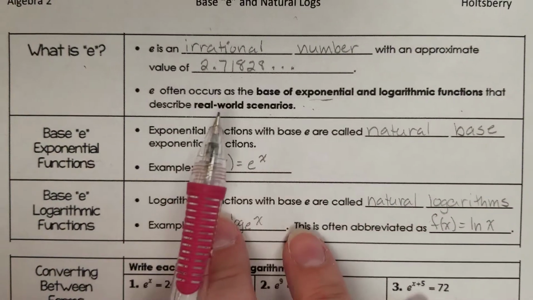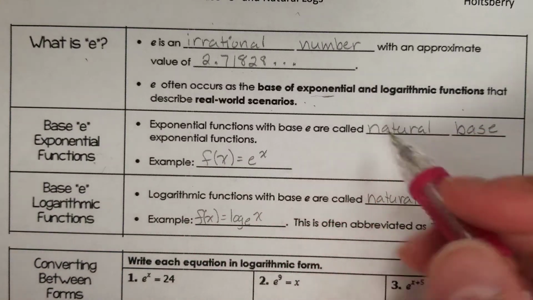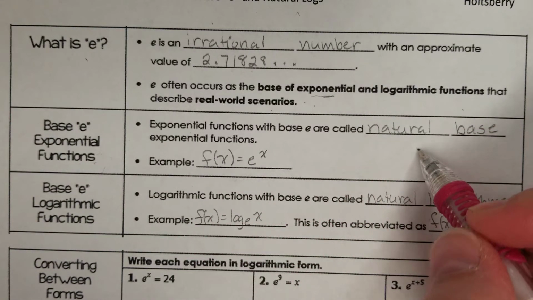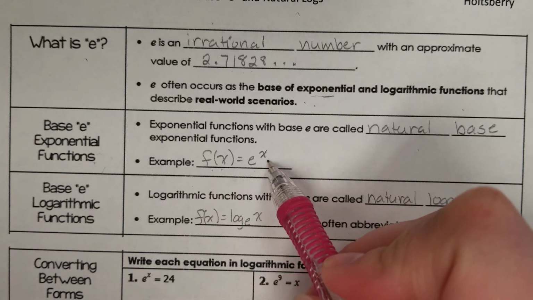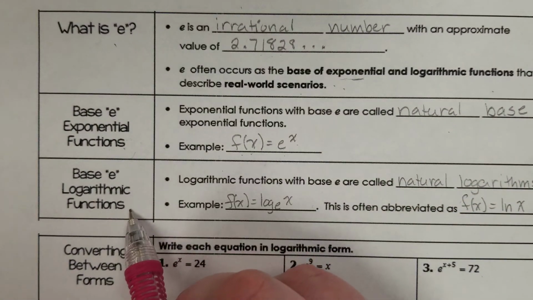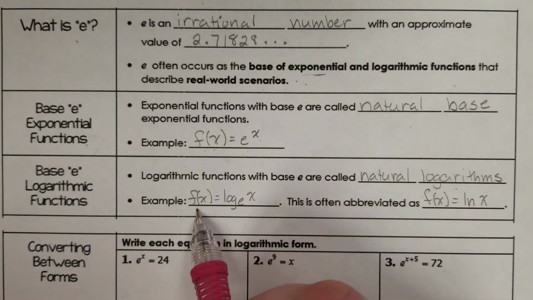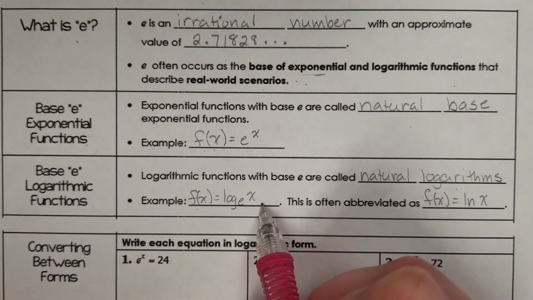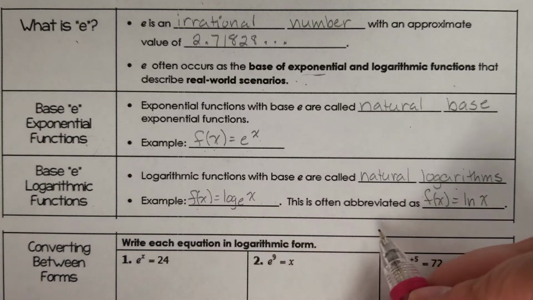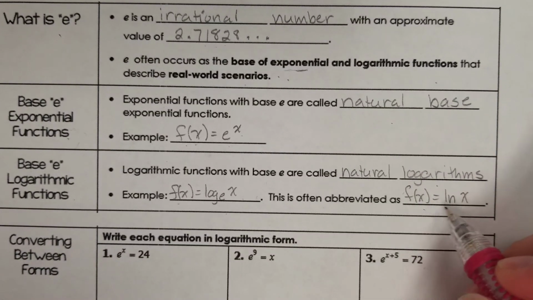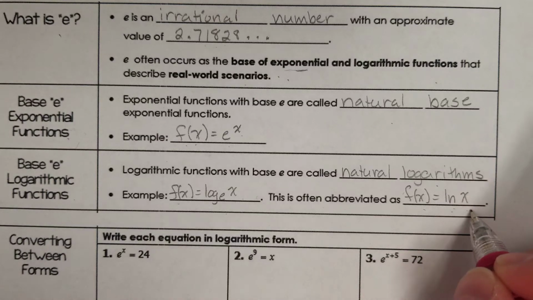All right. So base e exponential functions. An exponential function with the base e is called a natural base. And the example of that, or the parent function of that, is f of x equals e to the x power. Right? And then base e logarithmic functions are called natural logarithms. So it would look like f of x equals log base e of x. But instead of writing log base e all of the time, there is an abbreviated version, and it's just f of x equals ln of x, and we read this as f of x equals the natural log of x.